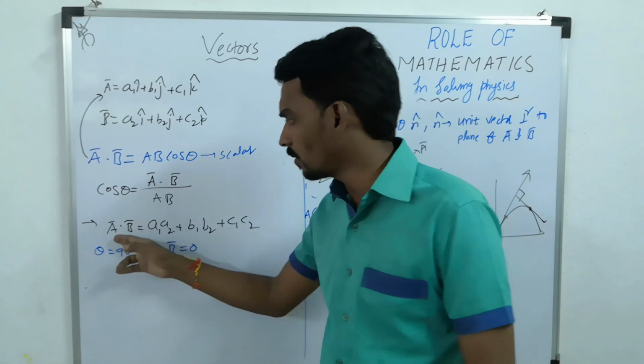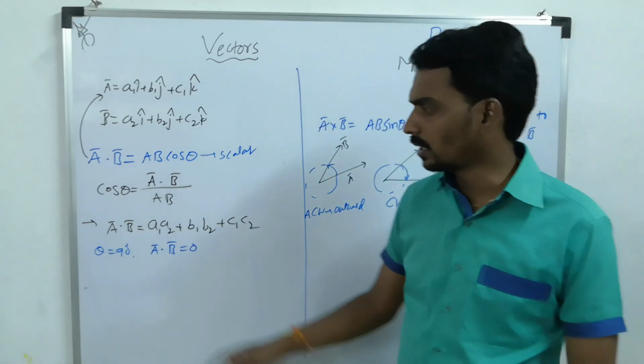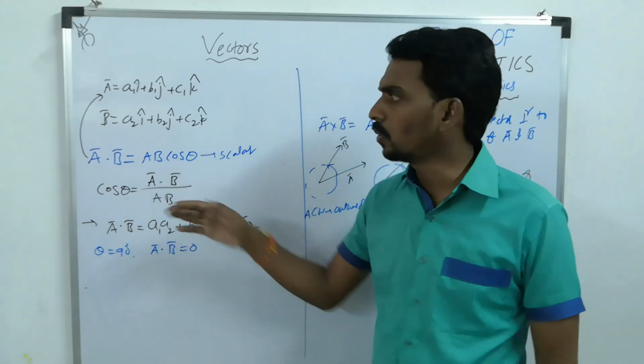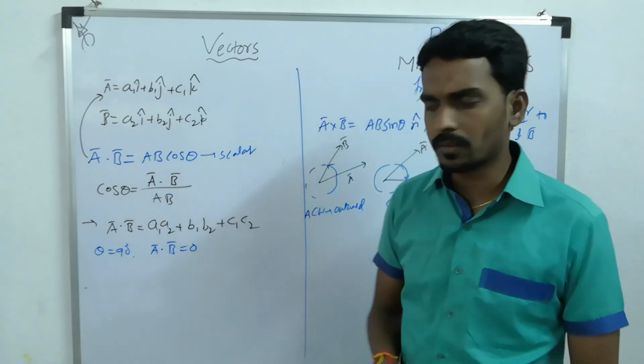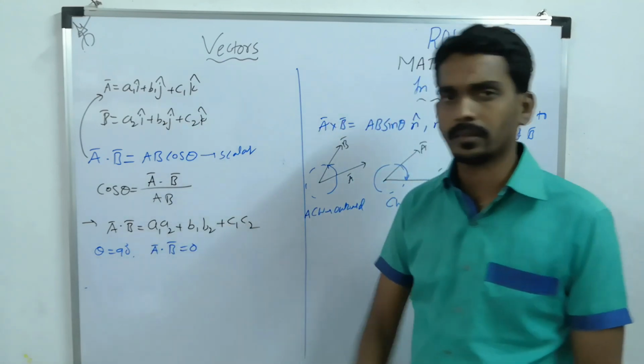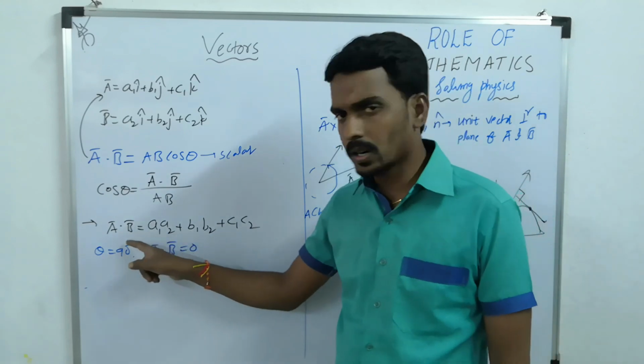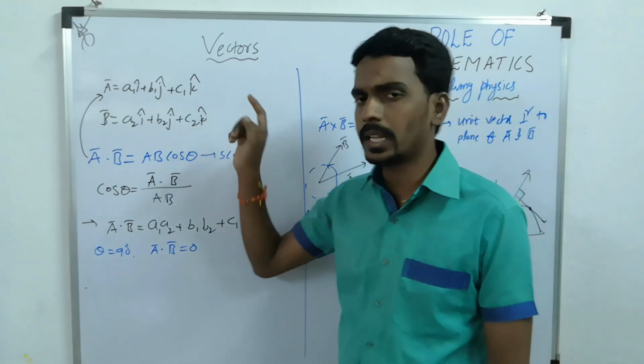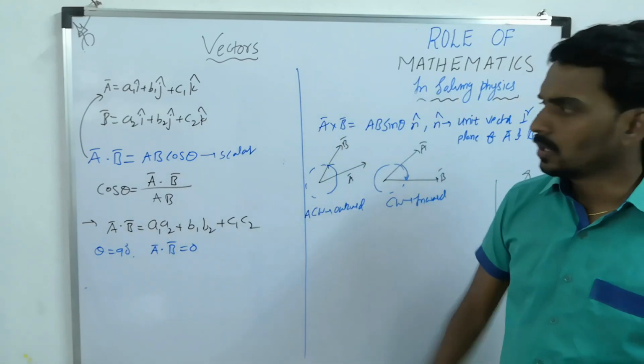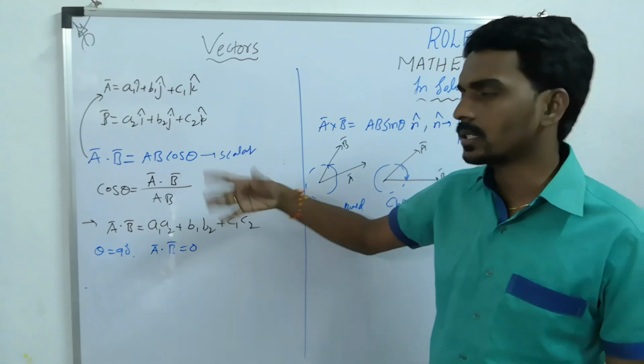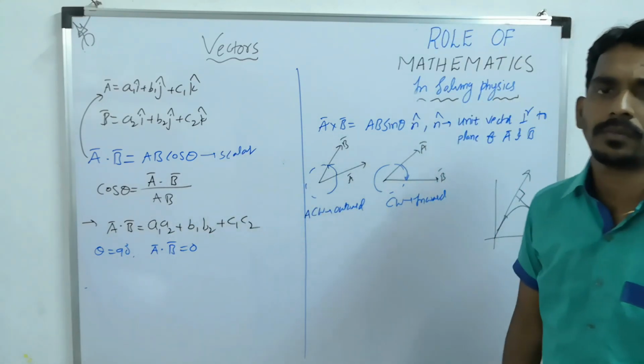Otherwise, if you want to find the work done, they will give force and displacement both in vector form. Then you can find the work done. This is the dot product of two vectors when they are given in vector form. So this is the main purpose of how we use dot product in solving physics.